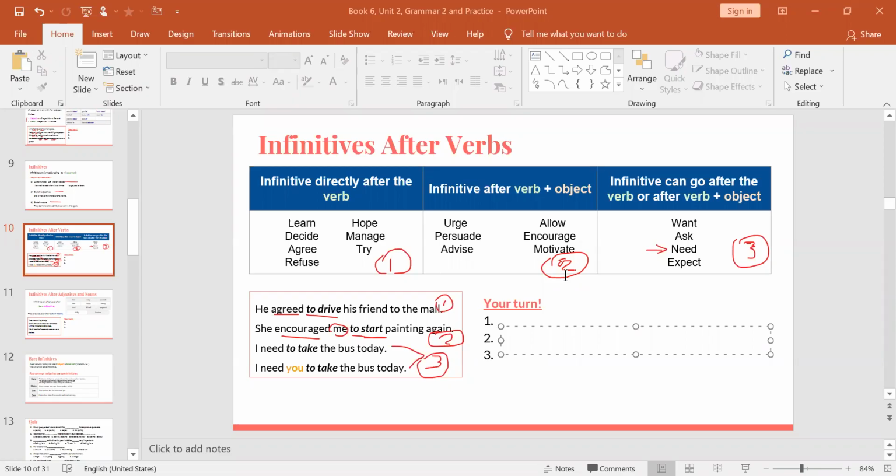Okay, so I'm going to write one from box 2, and I would say I encourage you to sleep well tonight. Good. We're going to move on to the next.